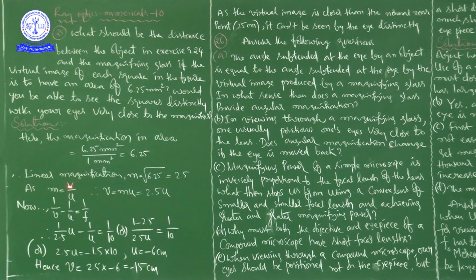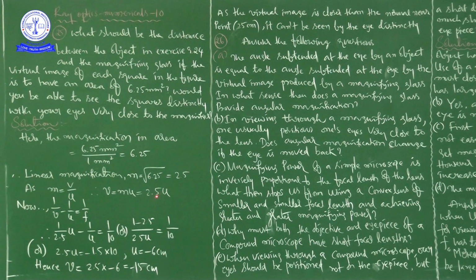Now, by using the formula m is equal to v by u, v is equal to mu. We already know that the m value is 2.5, and u is as it is, so v is equal to 2.5u. Now by using the relation among focal length, object distance and image distance, you can write 1 by v minus 1 by u is equal to 1 by f. So this relation we know.